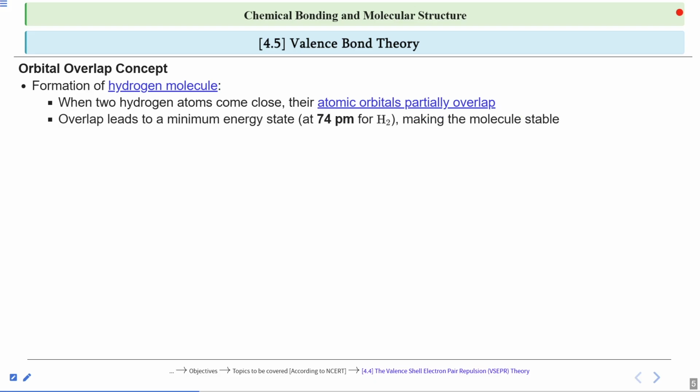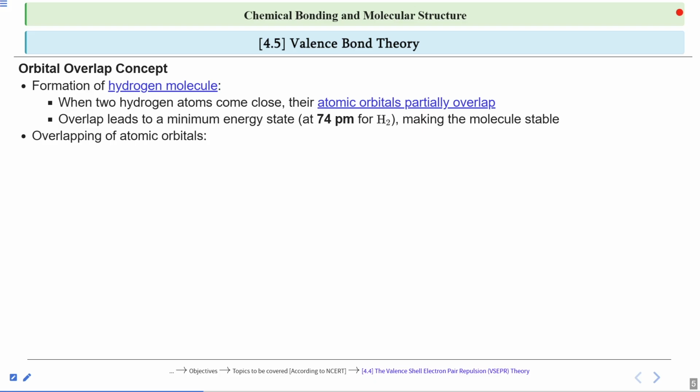Now this overlap is the reason why your energy is decreasing. We have seen in the previous class that your energy was decreasing as you were moving from two isolated gaseous atoms to a complete molecule. The reason behind the fall of that potential energy is the overlap of the atomic orbitals. And we know that this minimum energy state was obtained at a distance of separation of 74 picometer. Due to that minimum energy, your molecule was becoming stable. Okay.